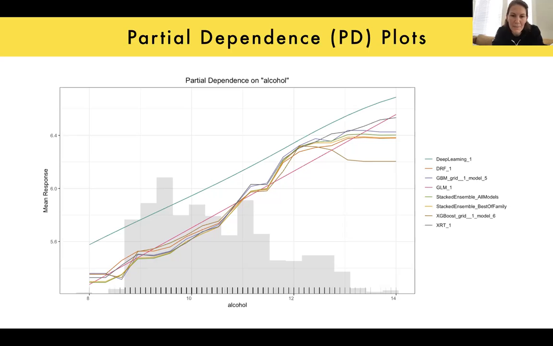But what you do see is that all the models are still able to capture the trend that the more alcohol, the higher the score. There's one, which one is it? There's the brown one that's XGBoost, which seems to have a slightly different ending point. So maybe at a certain point in this model, it's thinking that if you put in too much alcohol, it actually lowers the score a little bit.